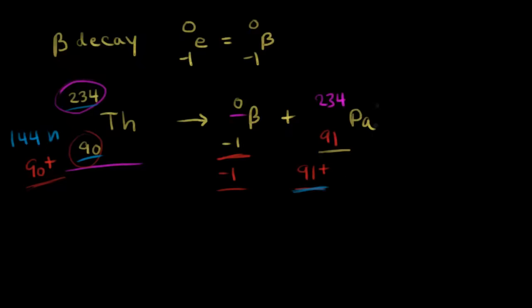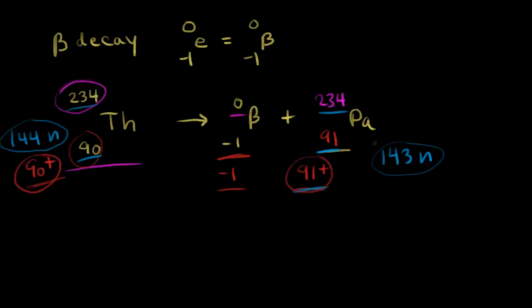How many neutrons do we have? Well, that'd be 234 minus 91. So 234 minus 91 gives us 143 neutrons. So we went from 144 neutrons on the left to 143 neutrons on the right. And we went from 90 protons on the left to 91 protons on the right. So we lost a neutron and we gained a proton.